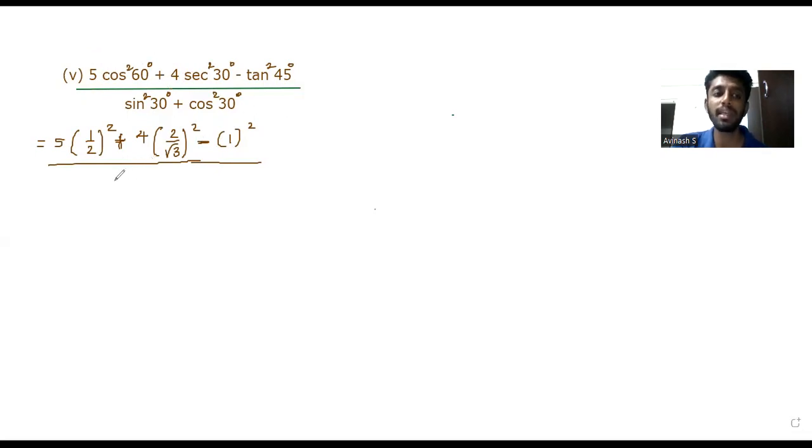And in the denominator, sine 30 is 1 by 2, again whole square. And cos 30 is root 3 by 2, again whole square. Okay, so this is how we substitute the values.